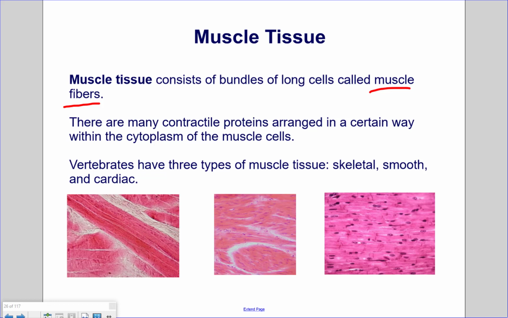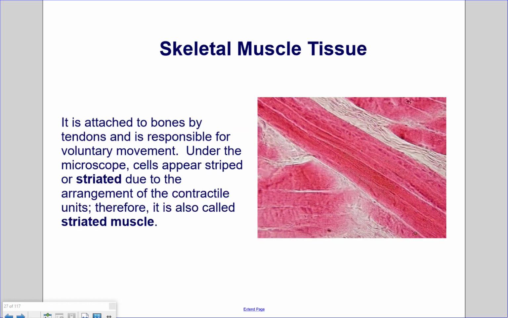There are many contractile proteins arranged in a certain way within the cytoplasm of the muscle cells. Vertebrates have 3 types of muscle tissue: skeletal, smooth, and cardiac. A little point of trivia here: muscle is named after the mouse, mus musculus. Skeletal muscle tissue.